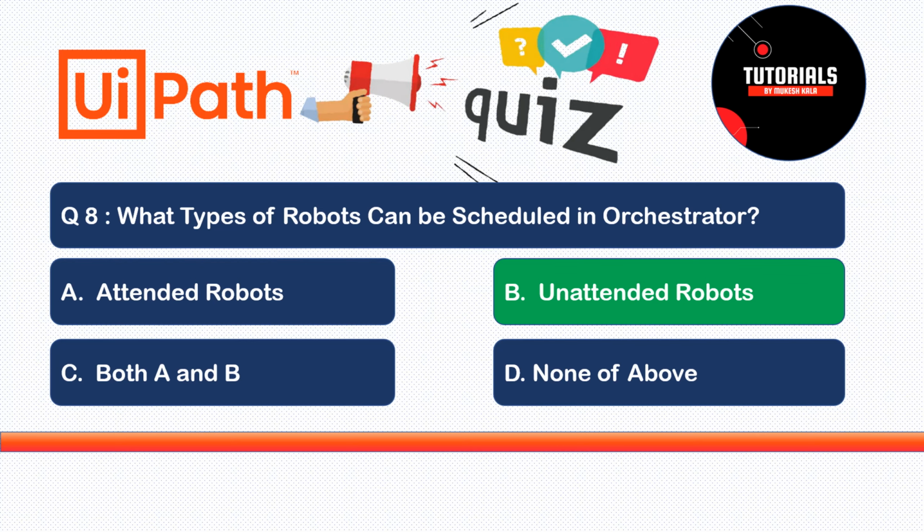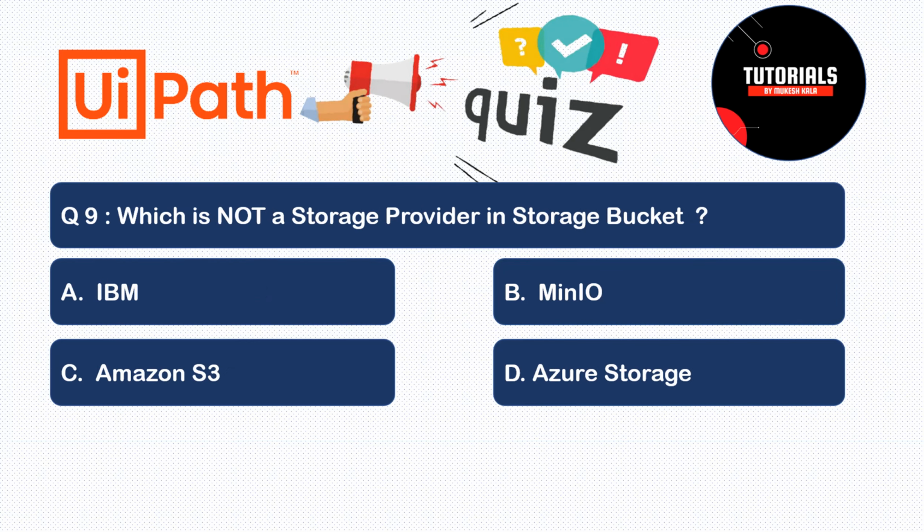Okay, now moving to the next question, that is question number 9. Which is not a storage provider in a storage bucket? So in UiPath, we have something called UiPath storage bucket, that is a feature of Orchestrator, and there are several providers. The question is, which is not a storage provider? IBM, MinIO, Amazon S3, or Azure?